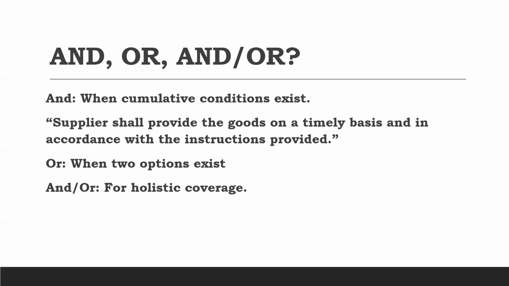Now, and is used when cumulative conditions exist. So for example, supplier shall provide the goods on a timely basis and in accordance with the instructions provided. It means two conditions and both need to be fulfilled. Or is used when two options exist. So there are two conditions and either of the two need to be fulfilled. And/or is for holistic coverage, where the intent is to cover both cumulative conditions as well as optional events.